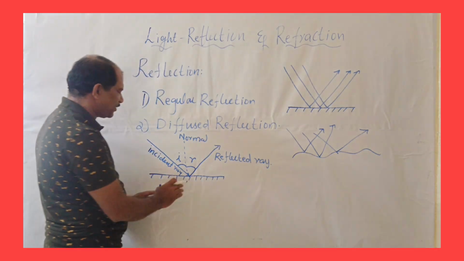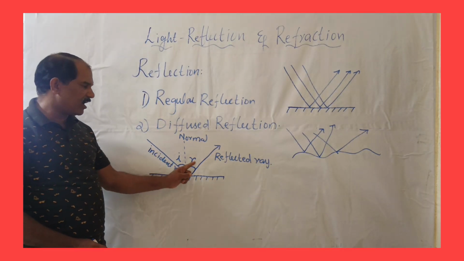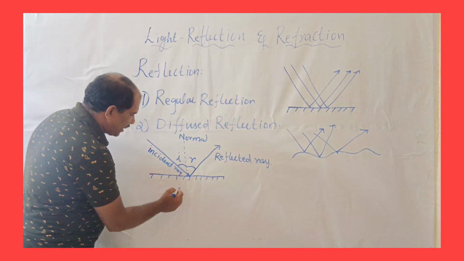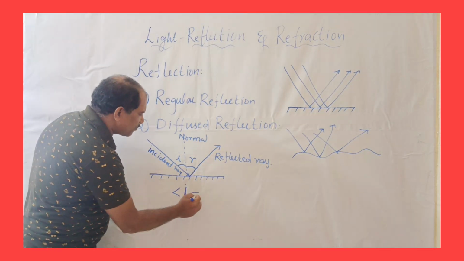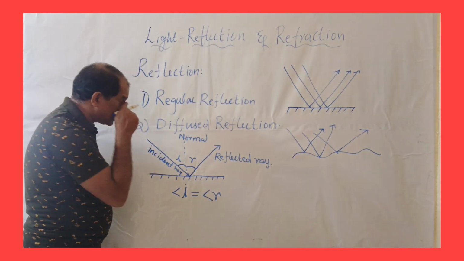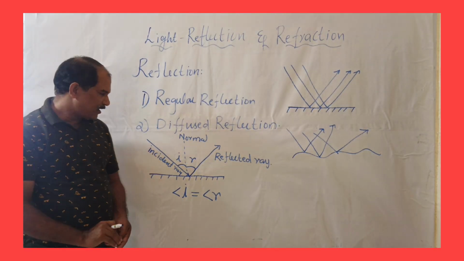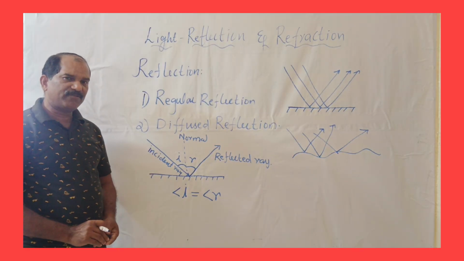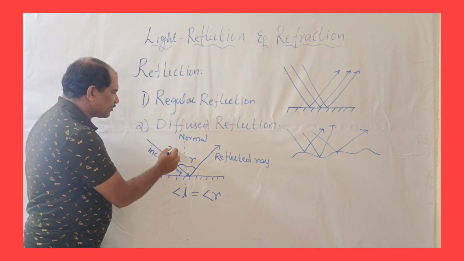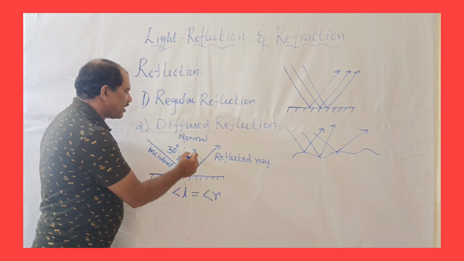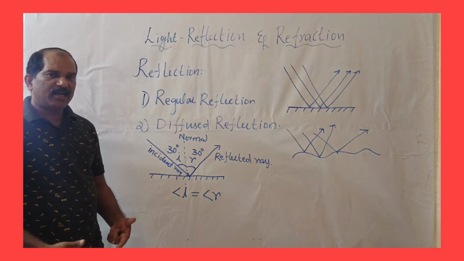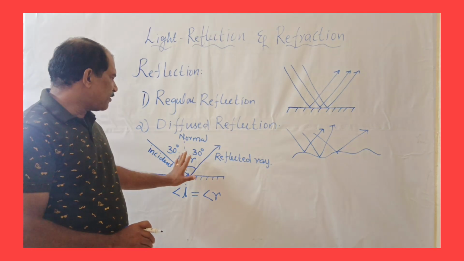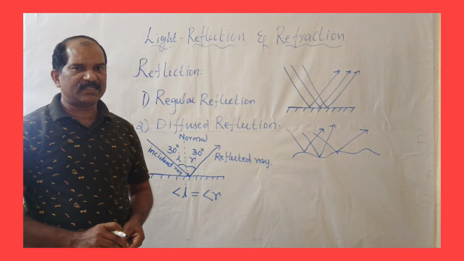There is a relation between the angle of incidence and the angle of reflection. The angle of incidence I is equal to the angle of reflection R. This is the first law of reflection. Suppose angle I is 30 degrees, then angle R is also 30 degrees. If angle I is 40 degrees, angle R is also 40 degrees.